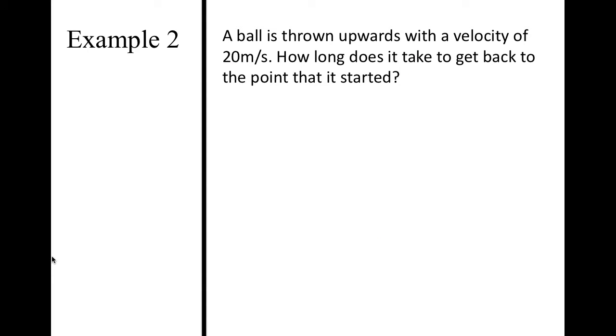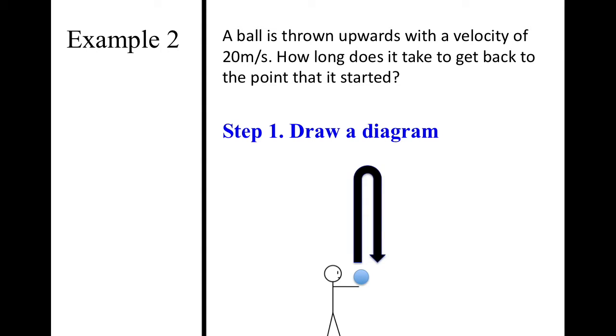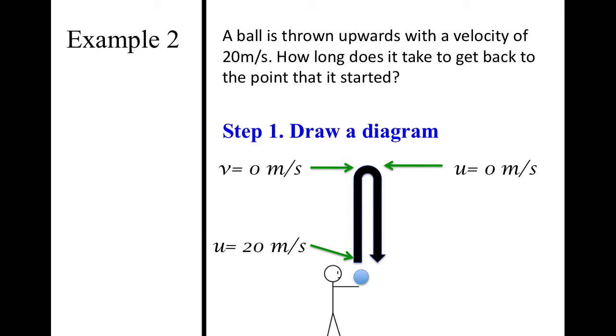Example 2. A ball is thrown upwards with a velocity of 20 meters per second. How long does it take to get back to the point that it started? Step 1, draw the diagram. Here's my person with their ball, throwing it up with a velocity of 20 meters per second. And we know that when it gets to the top, its velocity is 0.